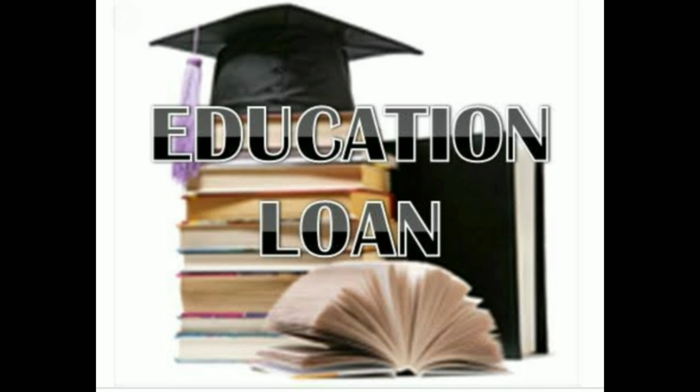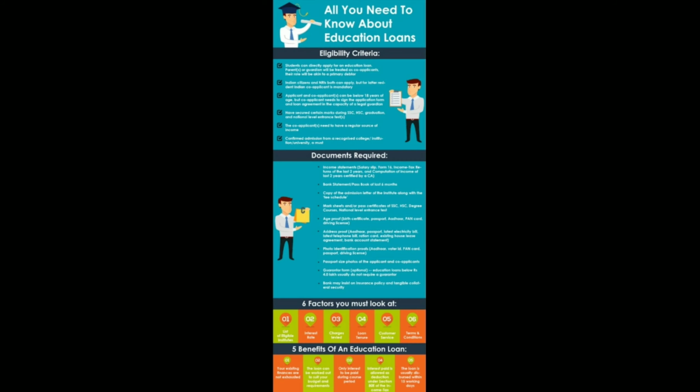For example, I want to get a loan from a bank for my son's education. So for that I have to approach the bank. When I approach the bank for a loan, they will be maintaining some data. Based on that data, they will sanction the loans. So that is called the application of loan.